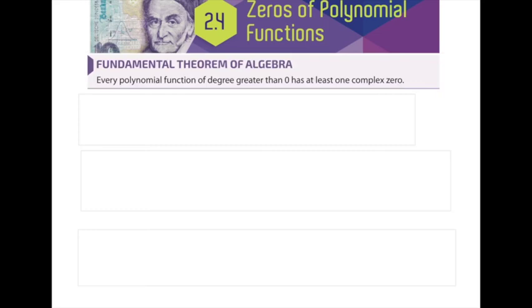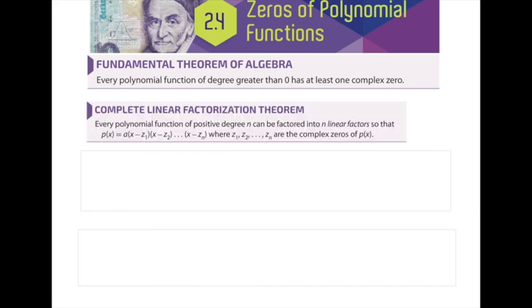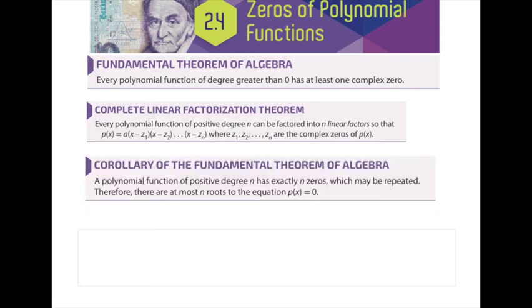Zeros of polynomial functions. Fundamental theorem of algebra. It says every polynomial function of degree greater than 0 has at least one complex zero. Remember, complex zeros can be real, imaginary, or a combination of real and imaginary. And so when you start getting into these theorems, linear factorization says every polynomial of positive degree can be factored into linear factors.